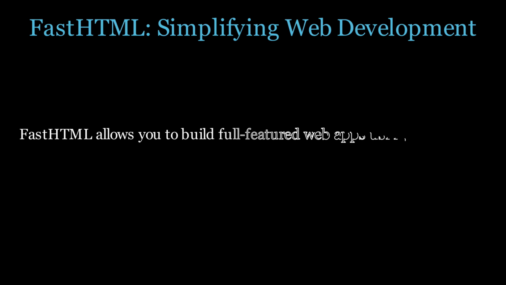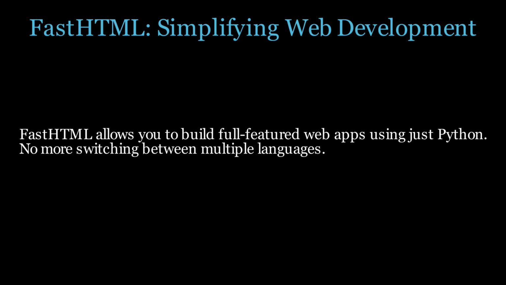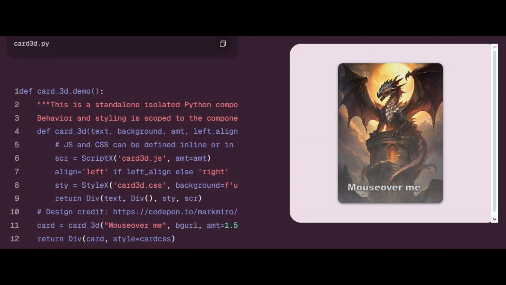It allows you to build full-featured web apps using just Python. That's right, no more switching between multiple languages. FastHTML brings everything together under one roof, making web development more accessible and efficient.